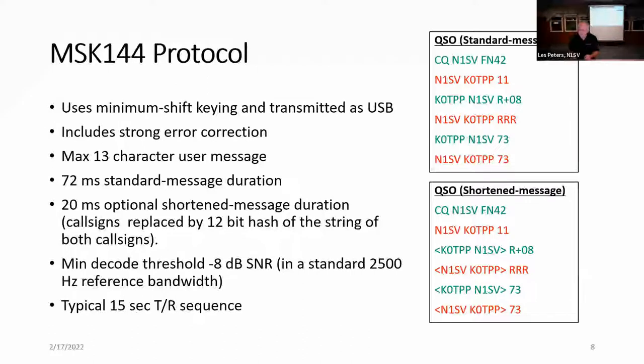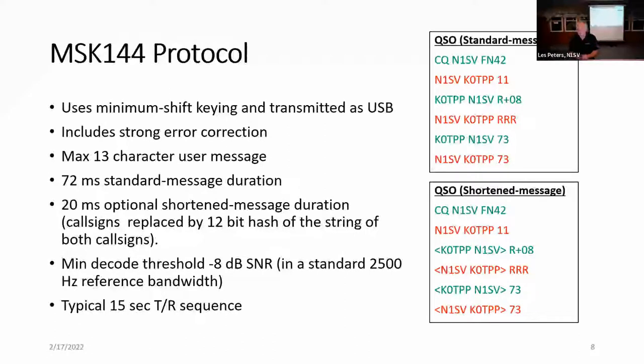And so people like to use the shortened message format on 2 meters and above, because it allows you to take advantage of the smaller meteors. So now with a normal message format, the meteor has got to be there long enough that your 72 milliseconds gets through. Now with 20 milliseconds, you can take advantage of smaller meteors. So on 2 meters, they use what they call contest mode and shortened message format. So contest mode is basically no grids.